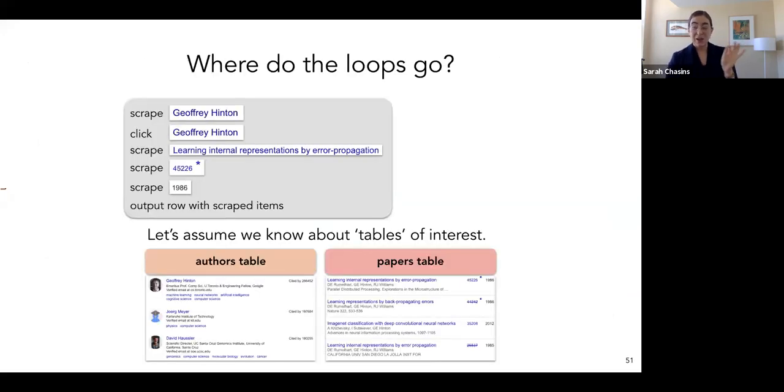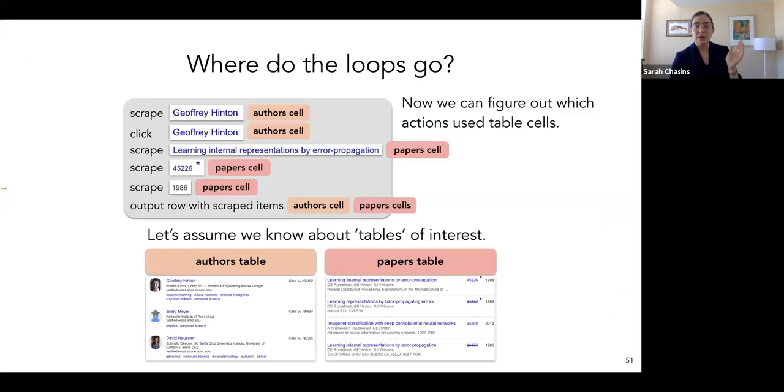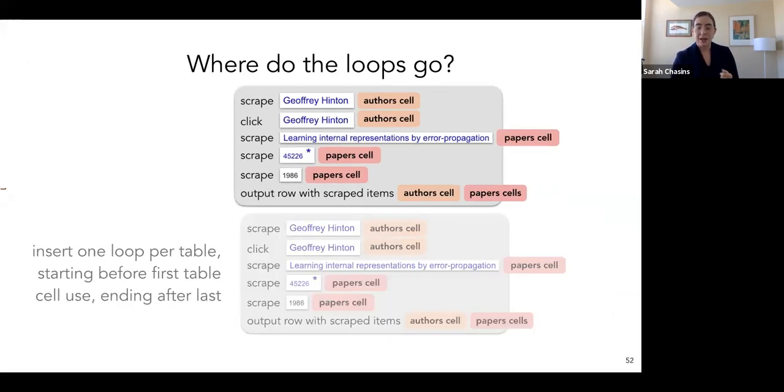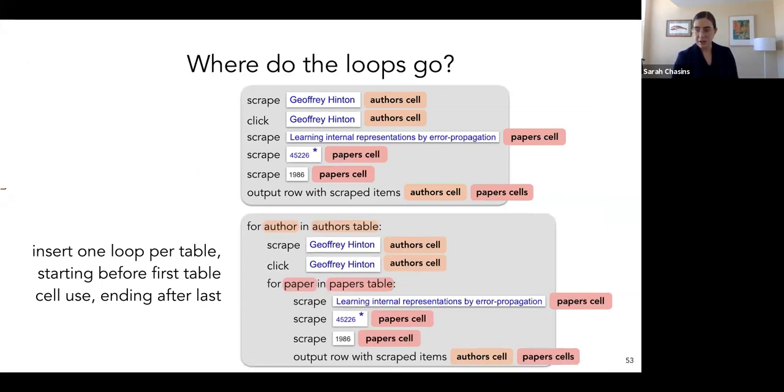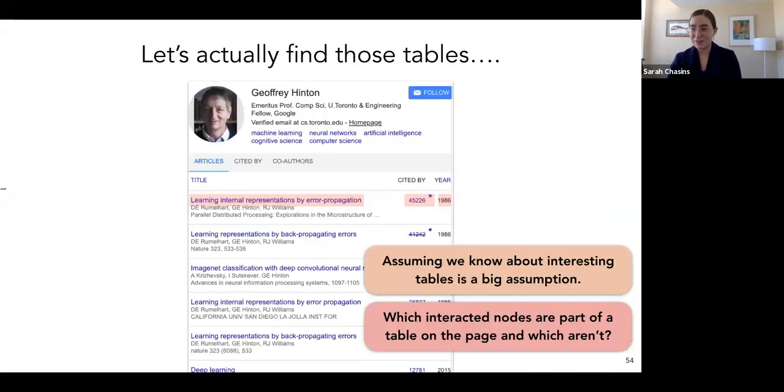Let's assume for a moment that we actually know what tables are interesting. That's a big assumption and we'll get back to it. But basically, we can go ahead and label all of the actions that you took according to whether they used any of the table cells. At that point, we can add a loop that starts before the first use of any of the table cells and ends after the last use, exactly what you would expect. Let's actually find those tables.